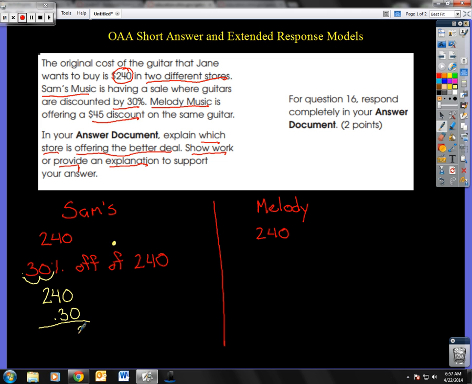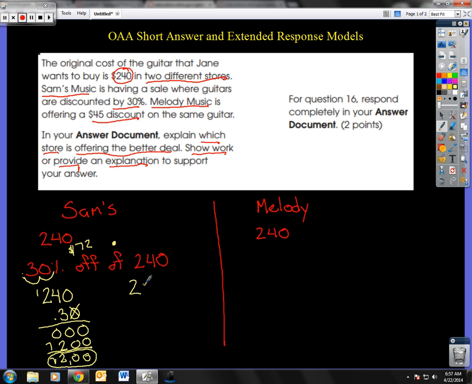0 times 0 is 0. 0 times 4 is 0. 0 times 2 is 0. I am done with that. I'll put a 0 to hold the place value. 3 times 0 is 0. 4 times 3 is 12. 3 times 2 is 6 plus 1 is 7. Add it up. 0, 0, 2, and 7. Move the decimal 2 places to the left. Now, that doesn't mean I am paying $72. It means I'm getting $72 off of 240.